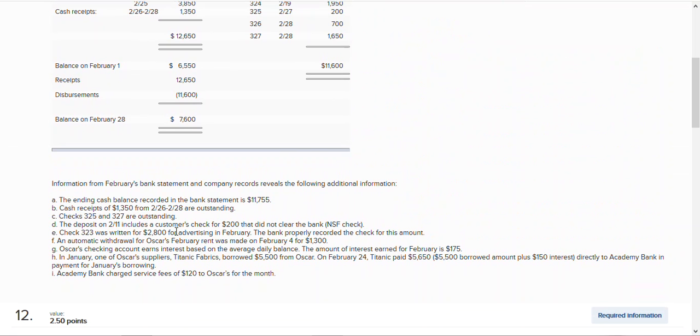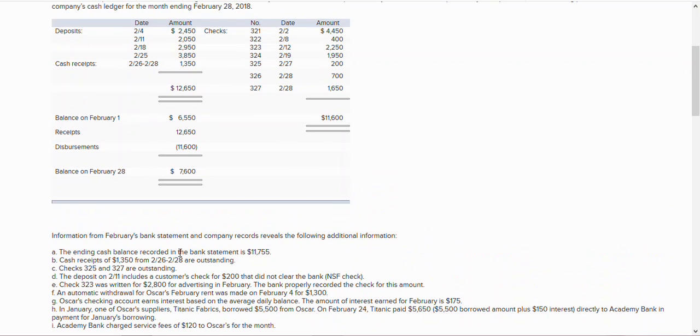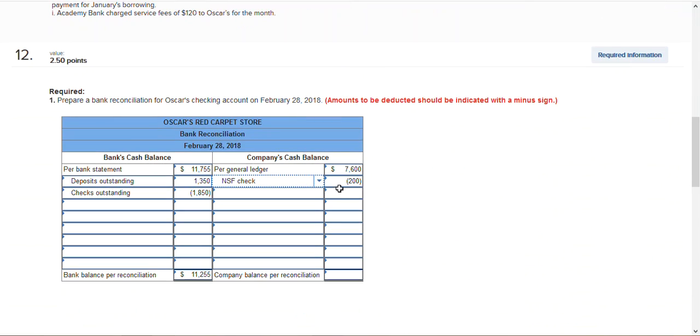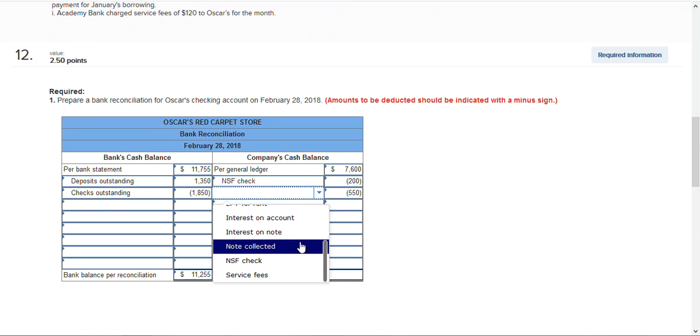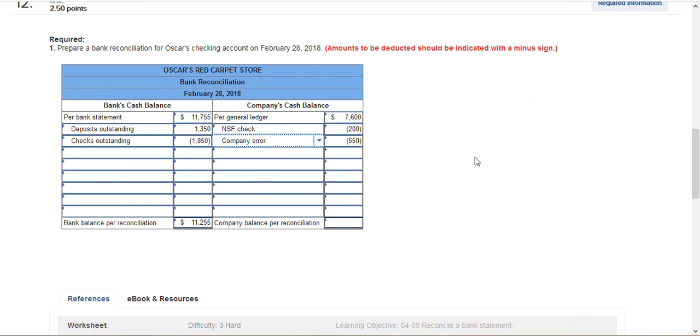So we made an error when we recorded that check. It looks like a $550. So we only took out $2,250, and it should have been $2,800 because it says the bank actually had the right amount. So this amount's right. This up here is wrong. So we need to take out $550 more for that check. That was our error. I would say they're calling that a company error.